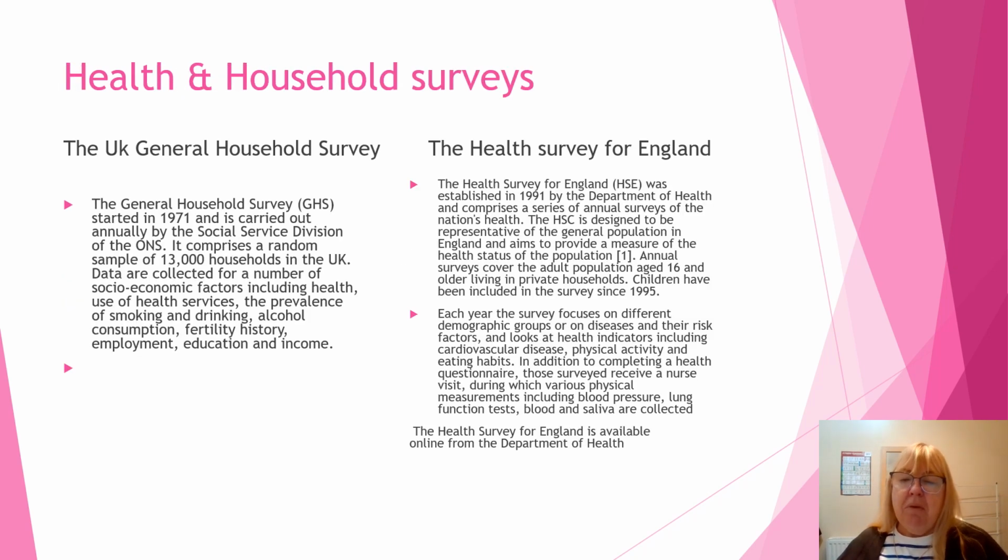The other thing that adds to it, I mentioned earlier, was health and household surveys. Now, these don't happen all the time. They are annual, but they move around, and they happen when they happen, really. The general household survey is carried out annually, and that's not an NHS activity. It's carried out by Social Services Division because it's about social support. But it still gets recorded by the ONS, Office of National Statistics, and it picks a random sample of 13,000 households in the UK.